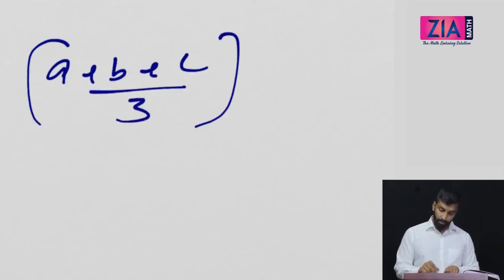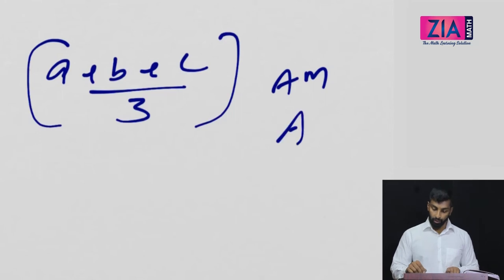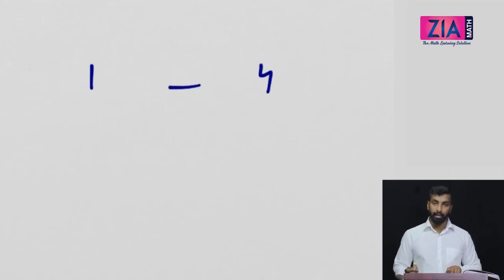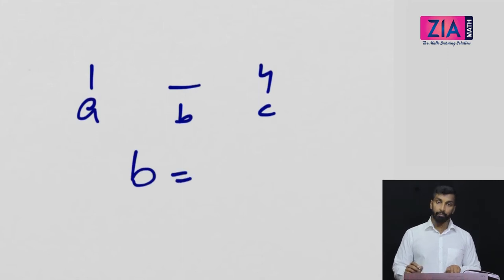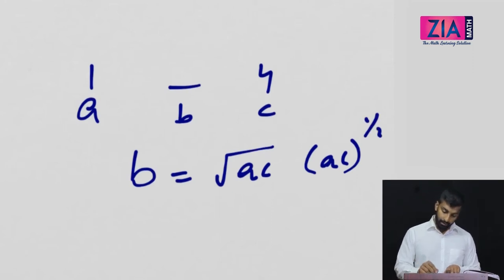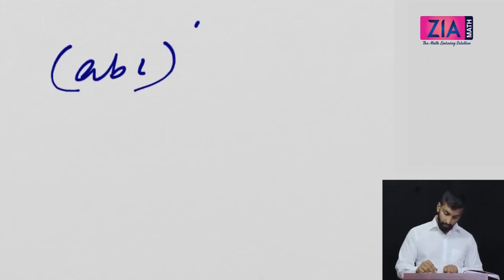What about when 3 terms are there? A plus B plus C by 3, right? So this is the arithmetic mean, or simply you will say average. What about a GP? Let's suppose 1 and 4 are given and you need to find the middle term. If this is A, this is C, and this is B, how will you write B? B is equal to root AC, or AC raised to 1 by 2. So what is that? Root of 4, which is equal to 2. What if 3 terms are there? You will write it as ABC raised to 1 by 3.